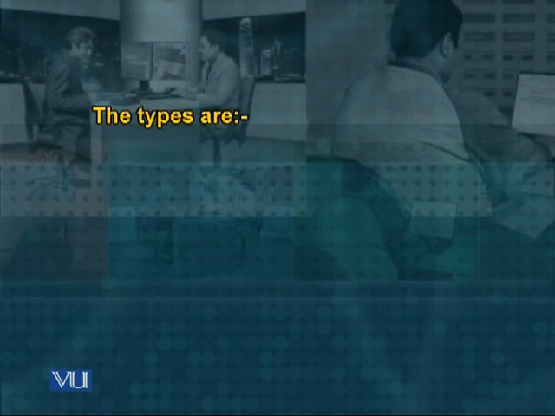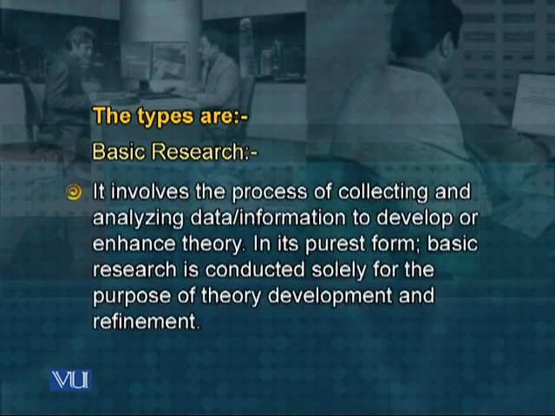The types of research methods that we can apply for the research by purpose, as we had seen in the slide. The first method that we can use is basic research method. What's this? Basic research method. It involves the process of collecting and analyzing data or information to develop or enhance a theory.